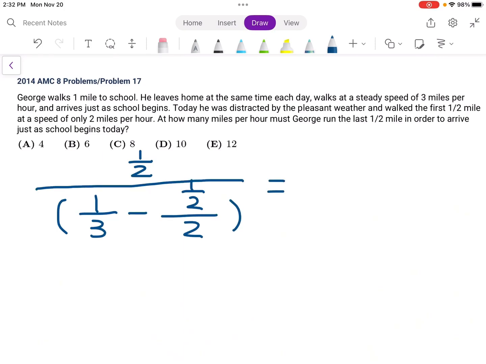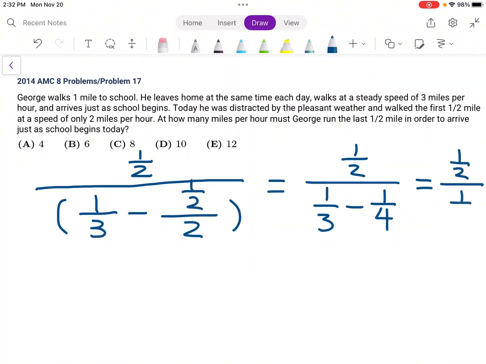So we simplify this. It's 1/2 over 1/3 minus 1/4. That's 1/2 over 1/12, and that equals 6 miles per hour. The answer is B.